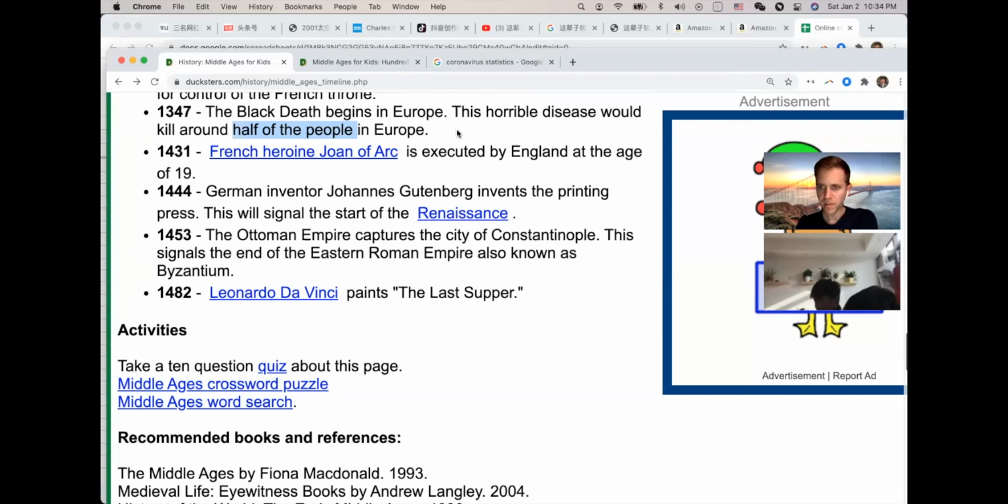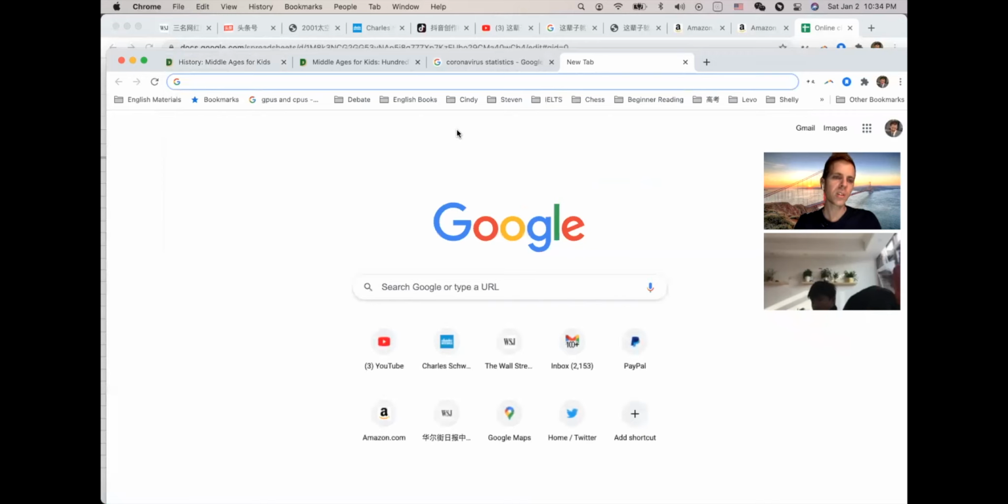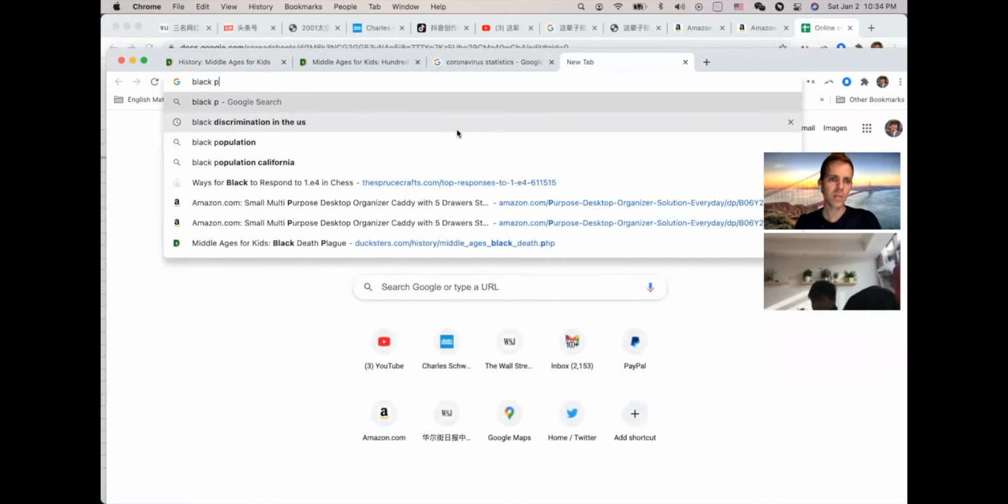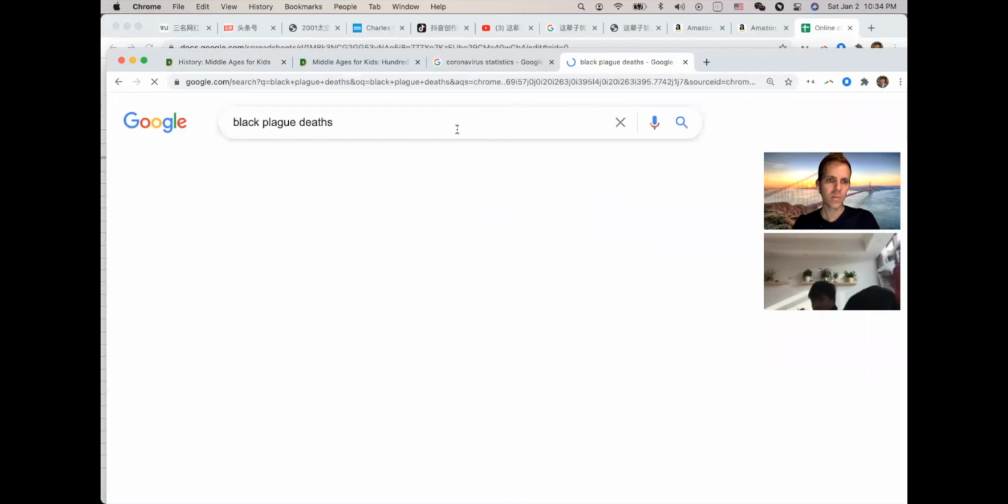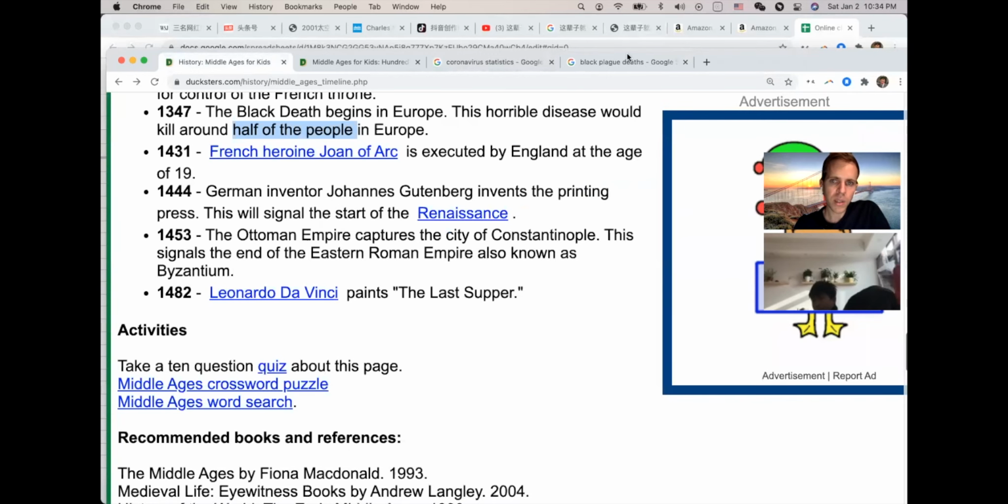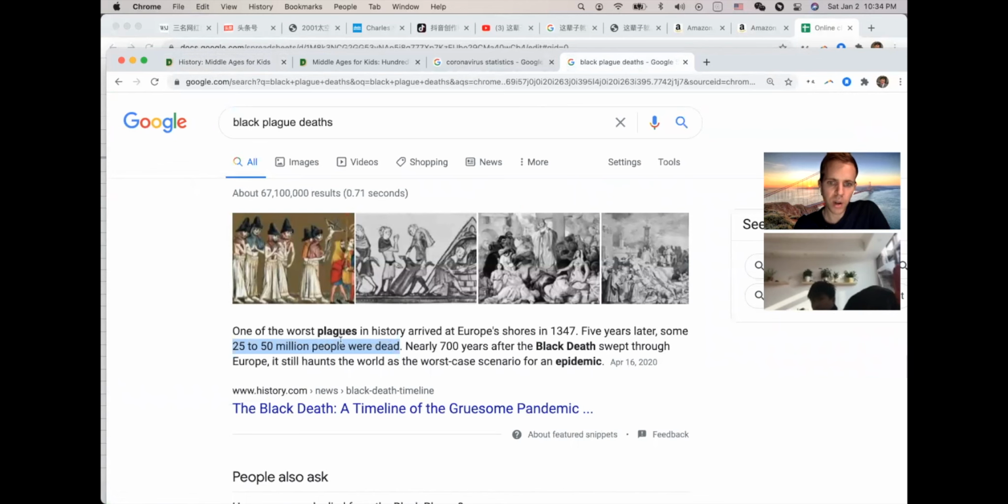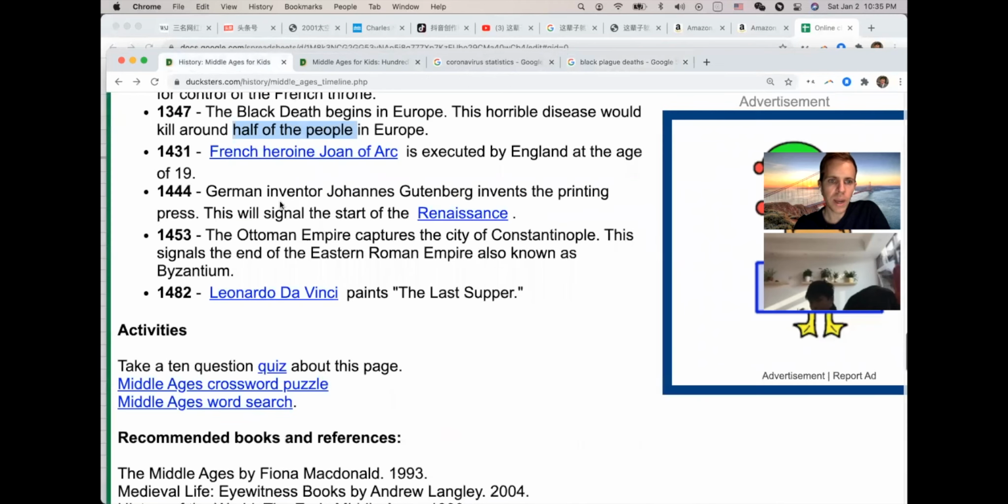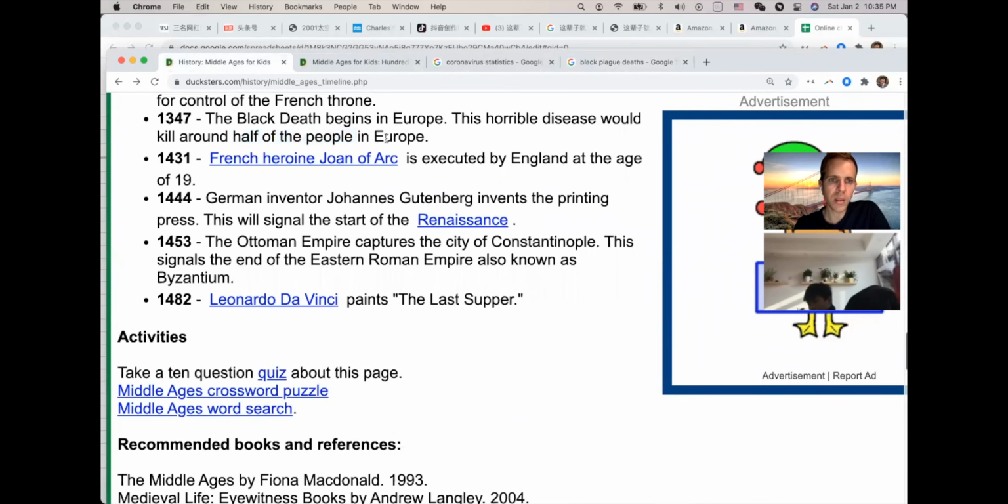I don't know. Let's see how many people died. So the population of Europe, or we can just say Black Plague deaths. 20 to 50 million people died. Okay, so you're right. This is for all of Europe and possibly beyond Europe. But you had a good point in the sense that you said, "Oh, it's only in Europe." That was an interesting point.